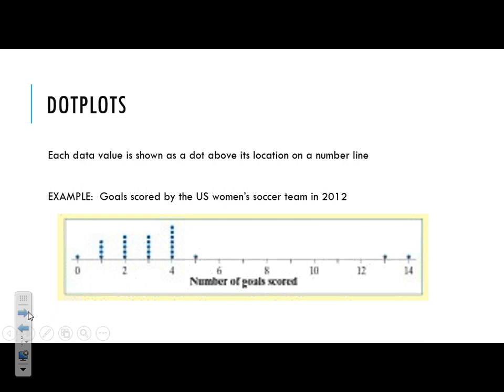4 was the most common number of goals that they scored, as we take a look at that value having the most dots. So these are an extremely simple graph to create. They're very easy to read and interpret. And they're a type of graph that we're going to see pretty often as we work throughout AP Stats.